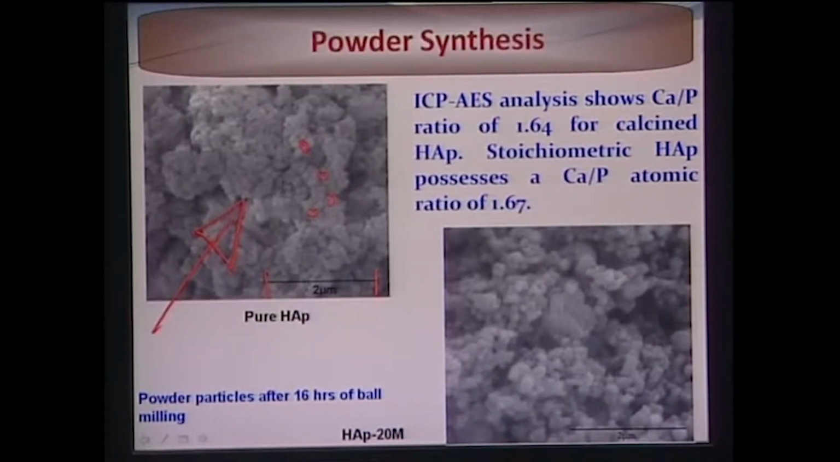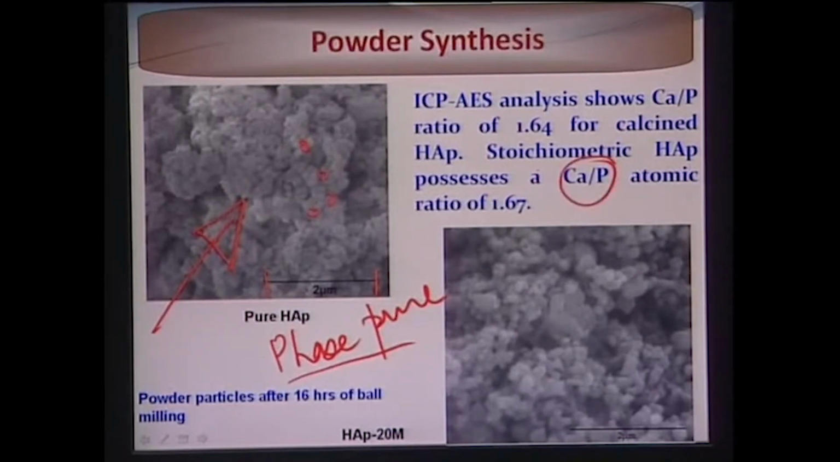The other important thing is whether you have phase pure or single phase hydroxyapatite, which can only be confirmed by the Ca by P ratio. This Ca by P ratio you can measure by ICP, that is, inductively coupled plasma atomic emission spectroscopy, and from that you can find out the Ca by P ratio. If it is 1.67, then only you can say that this hydroxyapatite is phase pure hydroxyapatite.